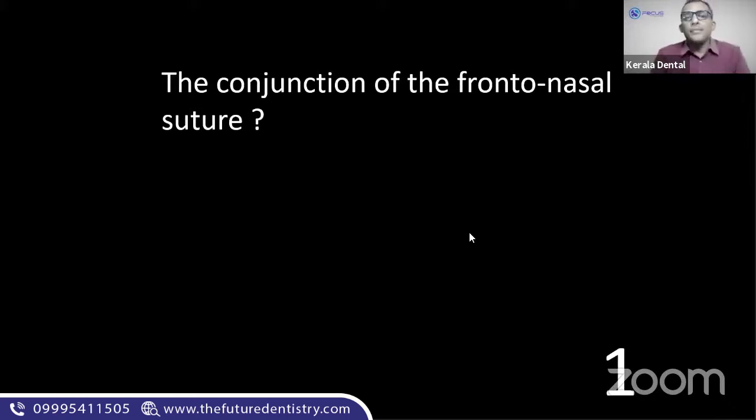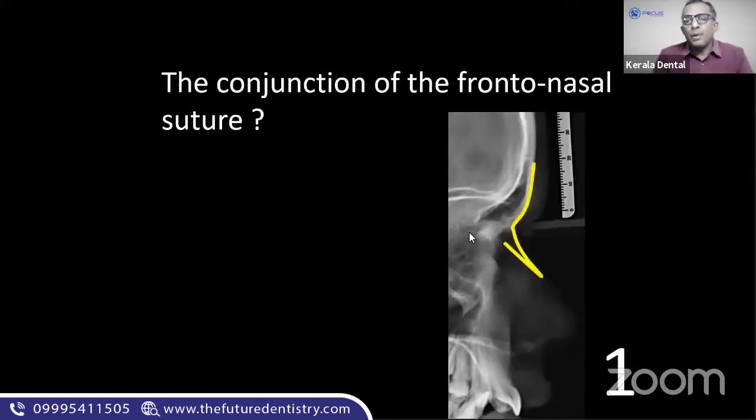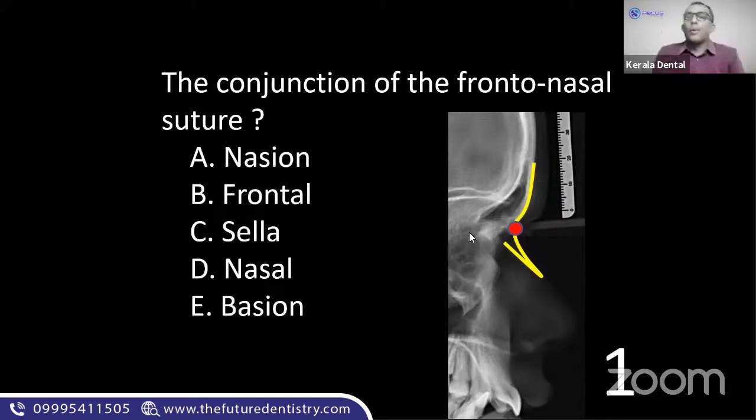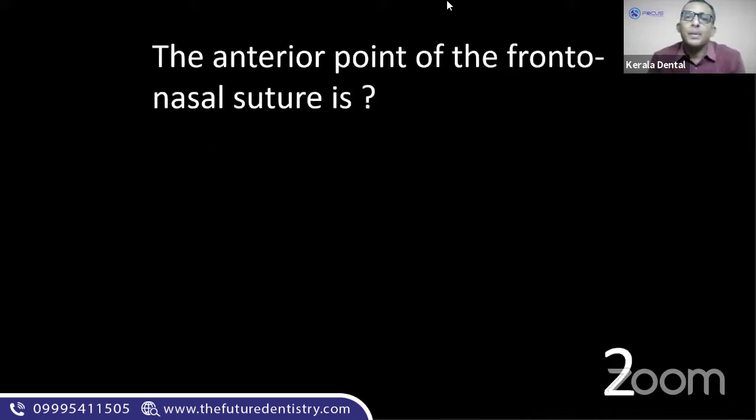This was from national boards again. This is the place where the frontal bone meets the nasal bone. It's not frontal, it cannot be called frontal. It cannot be called sella, sella has nothing to do with it. Basion has nothing to do with it. Basion is way back in the foramen magnum area. And then the answer obviously is nasion. Yogida answered it correctly. Conjunction of the frontonasal suture. Can I go to the next question? I'm almost done, guys. I'm trying to answer some questions here quickly.